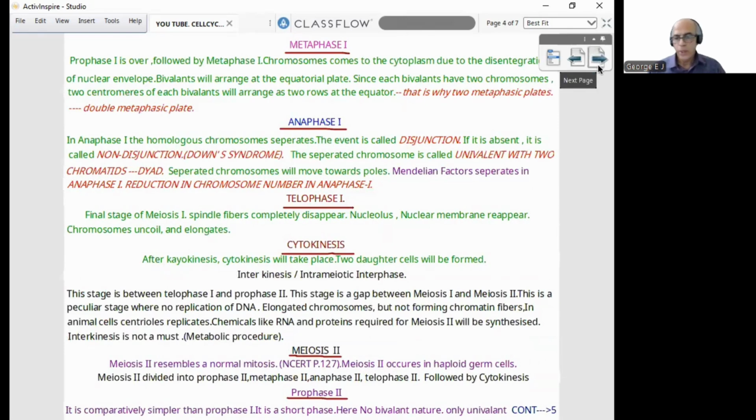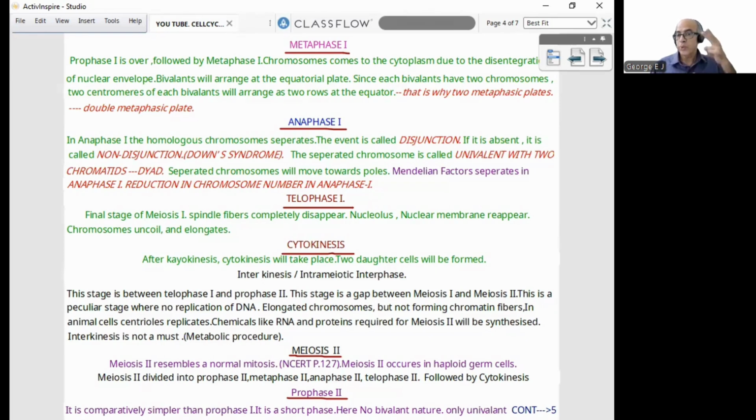Now we have to proceed to the next page: metaphase. So prophase I, the most complicated and important part, is solved. Now the remaining is comparatively easy. When we enter metaphase I, it means prophase I is over, and it is followed by metaphase I. The chromosomes now have no covering, so they come to the cytoplasm due to the disintegration of the nuclear envelope. So they are free. Bivalents, the paired chromosomes, will be arranged at the equatorial plate, the central part. Since each bivalent has 2 chromosomes, the 2 centromeres of each bivalent will arrange as 2 rows at the equator.